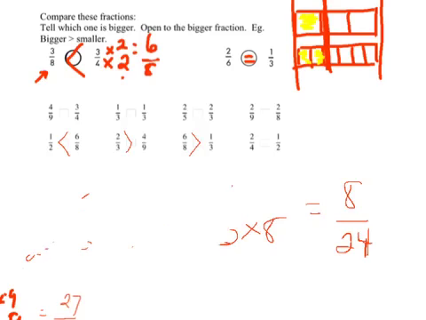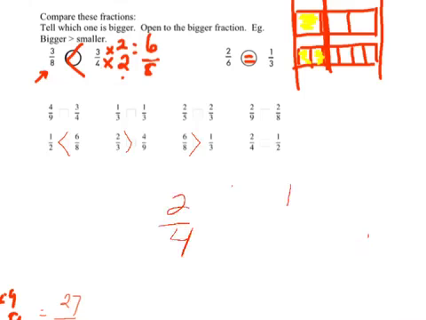And work for the very last one. I have 2/4 and 1/2. Again, when I have 1/2, I'm going to see, well, what is half of 4? Half of 4 is 2. That means that this is 1/2, so they are equal.